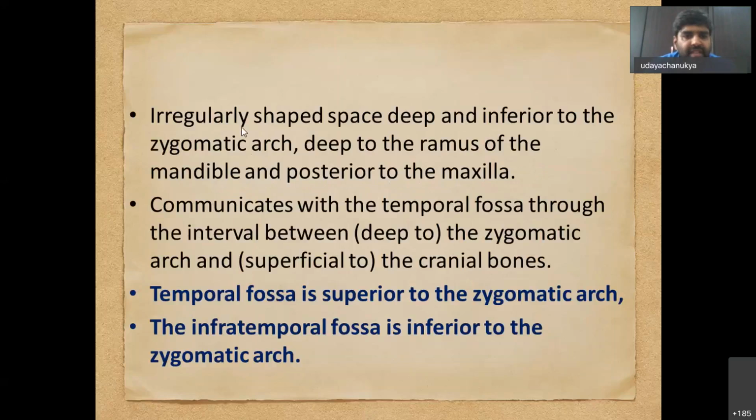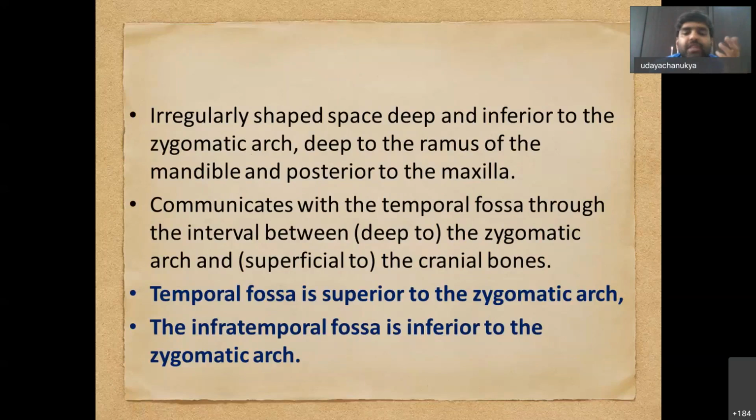The infratemporal fossa is an irregularly shaped space deep and inferior to the zygomatic arch, deep to the ramus of the mandible and posterior to the maxilla. See, there are 3 structures: the zygomatic arch, the ramus of the mandible, and the maxilla. It is an irregularly shaped space.